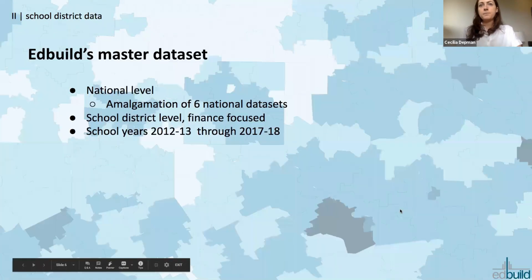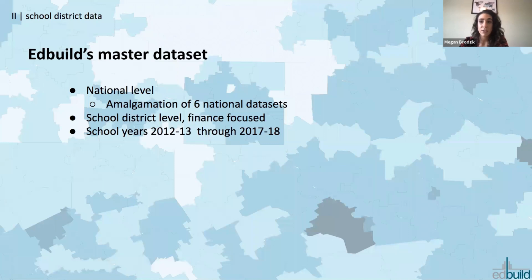So EdBuild's master data set is national level data. It's an amalgamation of 6 different national data sets that I'll talk through in a minute. It is at the school district level, and the main focus is obviously school finance, but there actually are 4 iterations of the master data set in order to support various research questions that might differ from a school finance focus. They're available through school years 2012-2013, all the way up to 2018, which is the most recent year that all 6 of those data sets have data available.